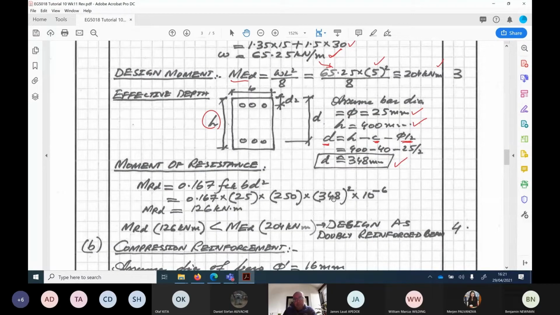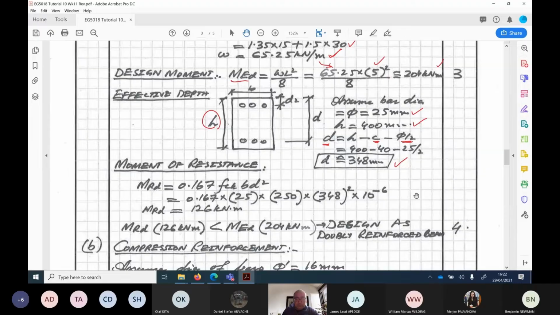There's a square on d. Now, when you get all these values, you are going to get the value of MRd in Newton millimeter. Don't forget to convert it into kilonewton meter, because our applied moment is in kilonewton meter. If you don't convert it, then you will get quite a long value. So if your value is very long, it means that you have certainly made a mistake somewhere along the lines.